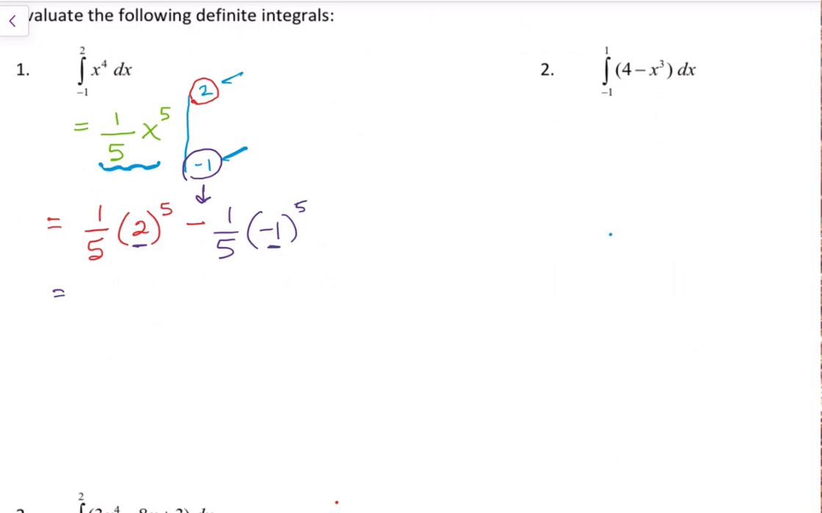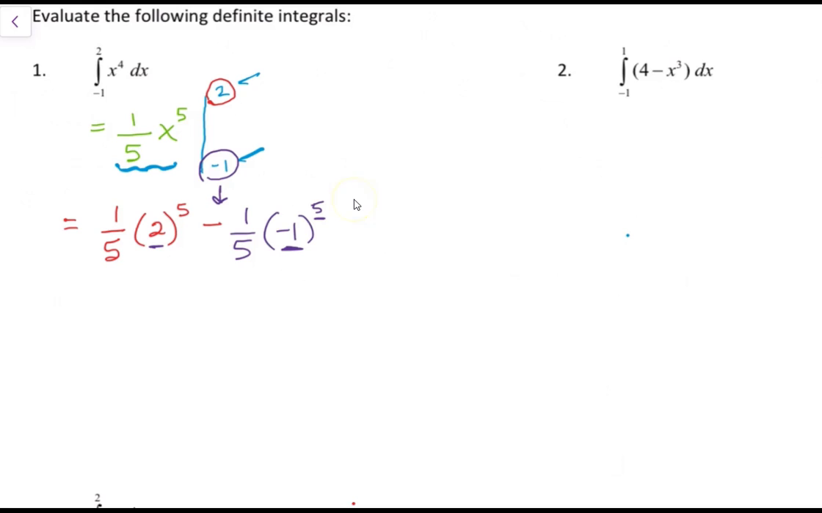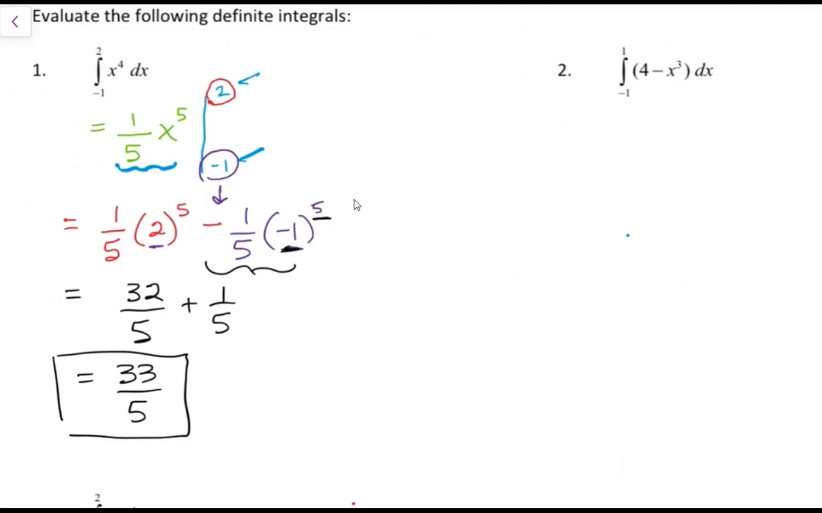Now we just want to do the calculation. 2 to the 5th power is equal to 32, so we've got 32/5, and then -1 to the 5th power is -1, so -1 times -1/5 would make that a +1/5. So our value for that integral is equal to 33/5. Okay, let's take a look at a second example.